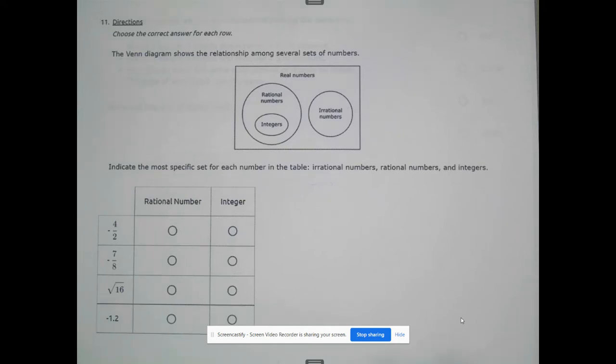Question 11. Directions. Choose the correct answer for each row. The Venn diagram shows the relationship among several sets of numbers. Indicate the most specific set for each number in the table: irrational numbers, rational numbers, and integers. And when I look at my table, I see that I have rational and I have integer.